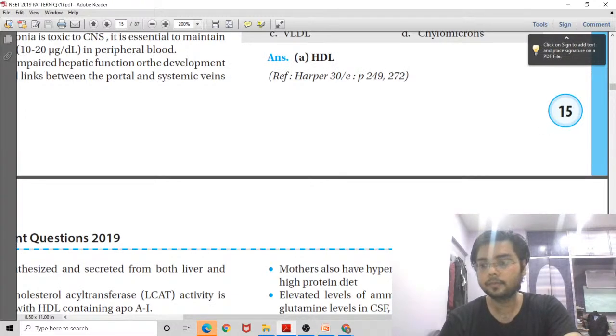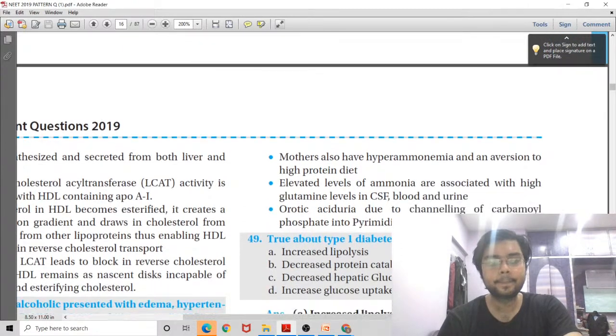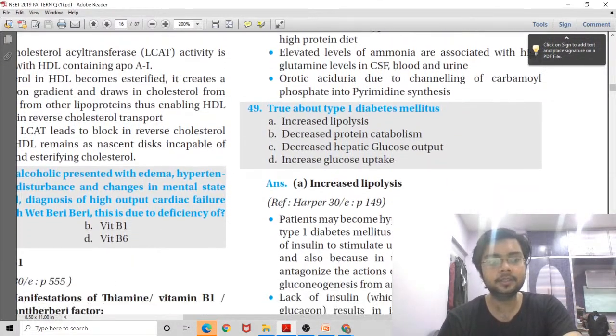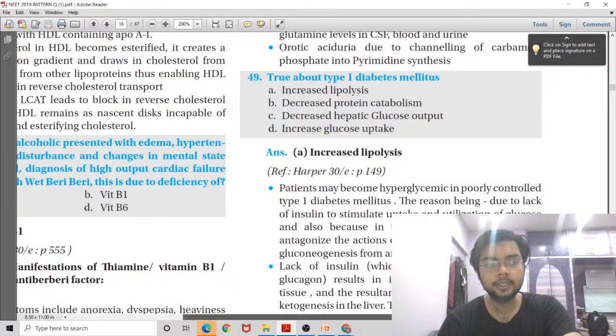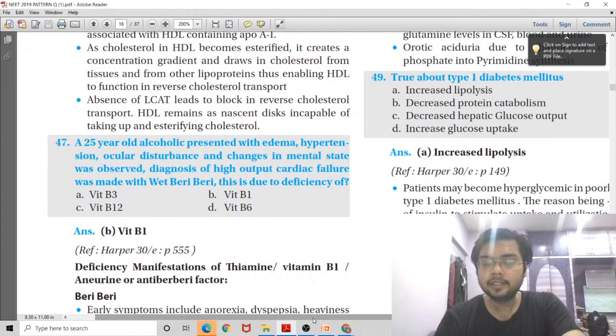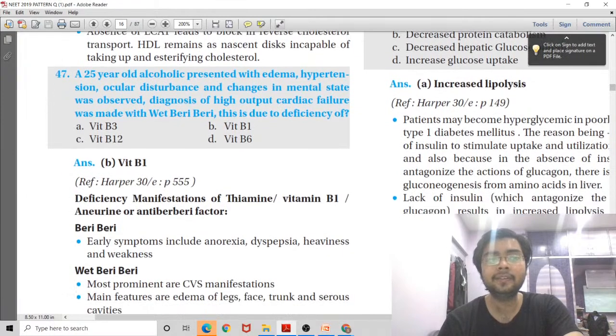Now, seeing the overview for another topic, a very straight and easy question. They are asking about beriberi. Let us see the question. A 25-year-old alcoholic presented with edema, hypertension, ocular disturbances, changes in mental state, high output cardiac failure, and they have diagnosed it as wet beriberi. Even if they do not give the diagnosis, you can fetch from the history that the patient is alcoholic and is having mental state changes with ocular disturbances. So straightaway it is due to deficiency of vitamin B1.